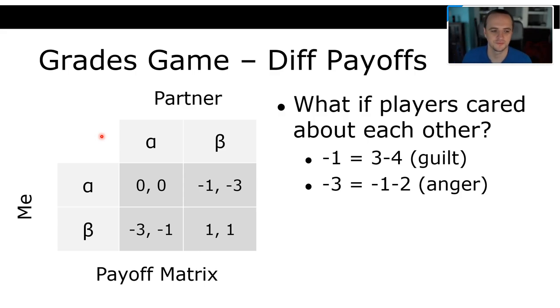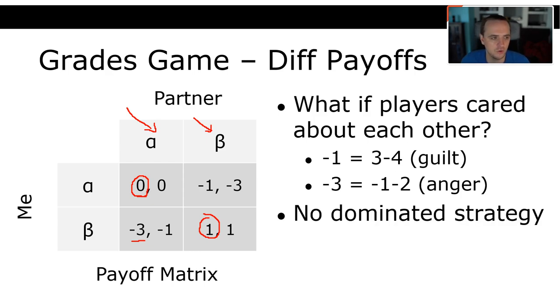All right, so we got both answers. Let's analyze it, okay? So what we have to do to analyze it is first look at everything the partner could do. So first, if the partner chooses alpha, if I choose alpha, I get 0. If I choose beta, I get -3. So this one is better. If the partner chooses beta, if I choose alpha, I get -1. If I choose beta, I get 1. And so this one is better. Right? So we know that there is no dominated strategy. There is no strategy in this matrix that always does worse than another strategy.